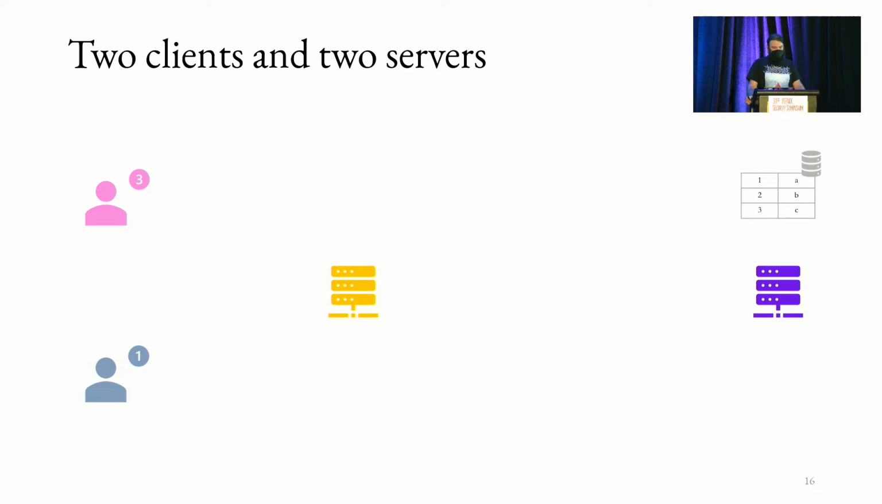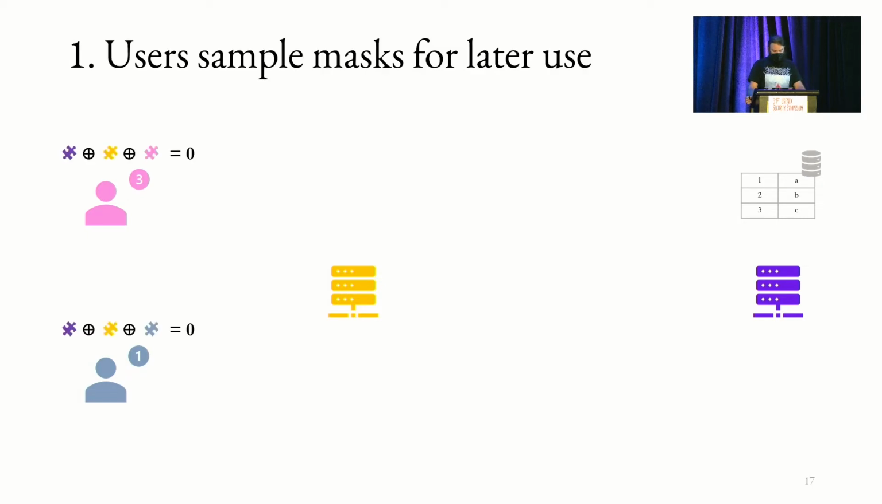For simplicity, let's consider the case with 2 users and 2 servers. And let's say the pink user wants to query row number 3, and the gray user wants to query row number 1. In the very first step of the protocol, each user samples random masks that, when XORed together, reconstruct to 0. The user is going to sample 1 mask per server, in addition to 1 extra mask that it stores locally for later use. We'll use these masks to hide the responses while they're processed by the servers. And in this figure, we show all these masks as puzzle pieces.